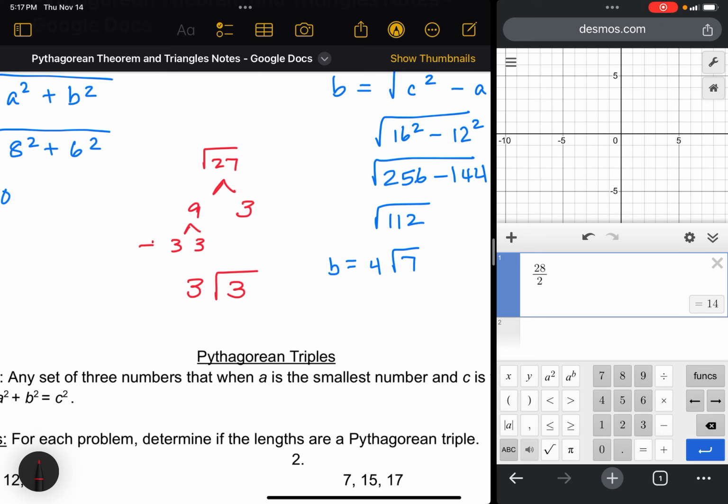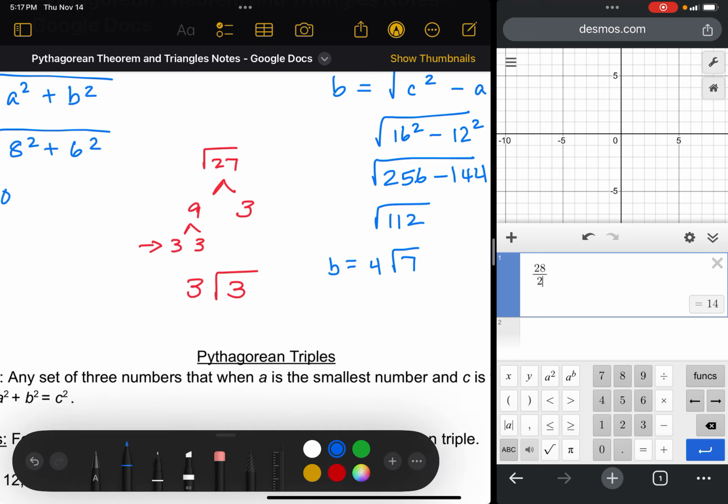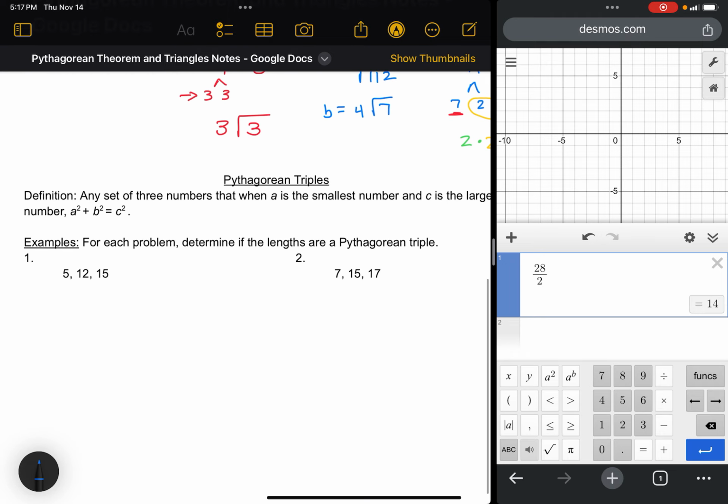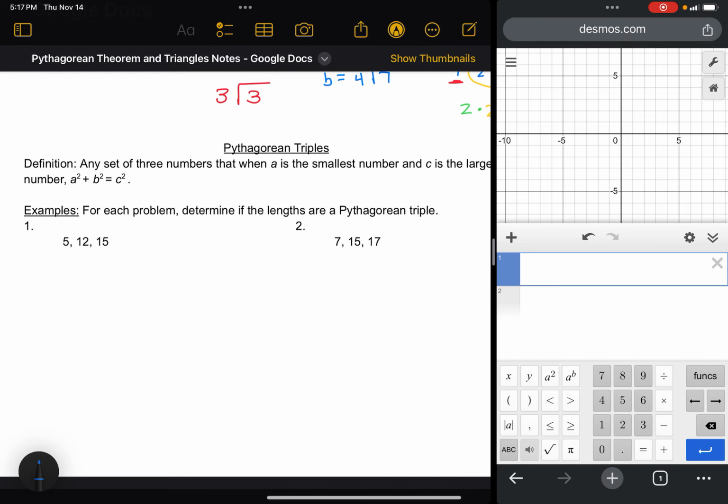I don't have to do this step here because I know that when I square root 9, I get 3. Okay, so if you end up with a perfect square, you don't have to keep going, just square root it, and whatever's left goes inside the square root. Okay. All right, let's look at our triples. So this is just like we did with finding acute and obtuse, except that the only thing we care about is, are they equal?